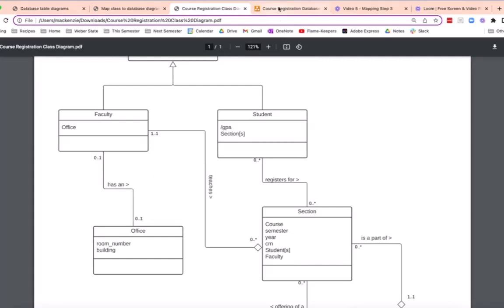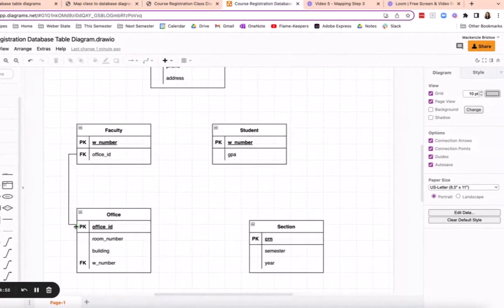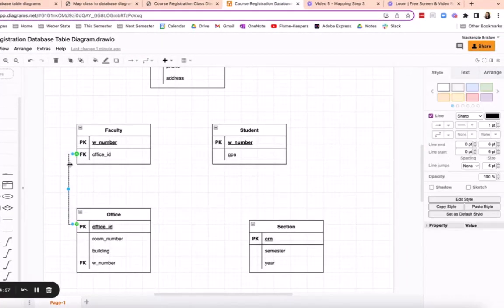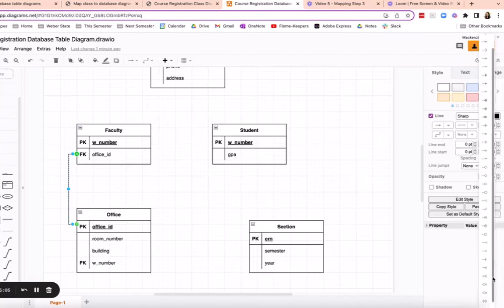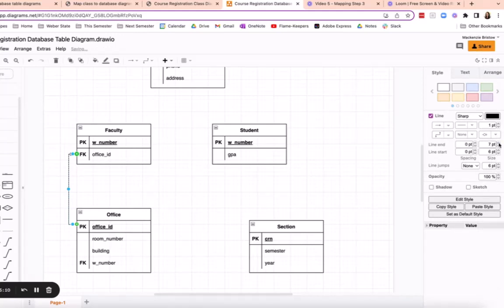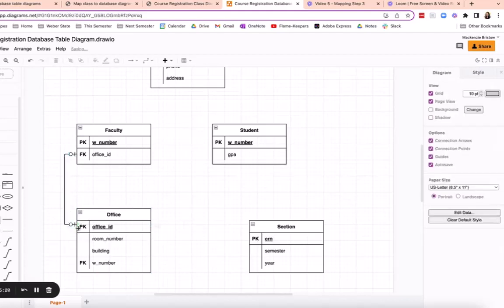And so when we map that over, right, we have this line here, this 1 line so far. We are going to want to make sure that they have 0 or 1 crow's feet notation on both sides because that is what both of them have. They both have 0 or 1. So I have 0 or 1 on that side. I'm going to make it a little bit bigger. Okay, and then 0 or 1 on the other side. I always lose track of where these are. Okay, here we go. There we go. So this is 0 or 1 and 0 or 1.